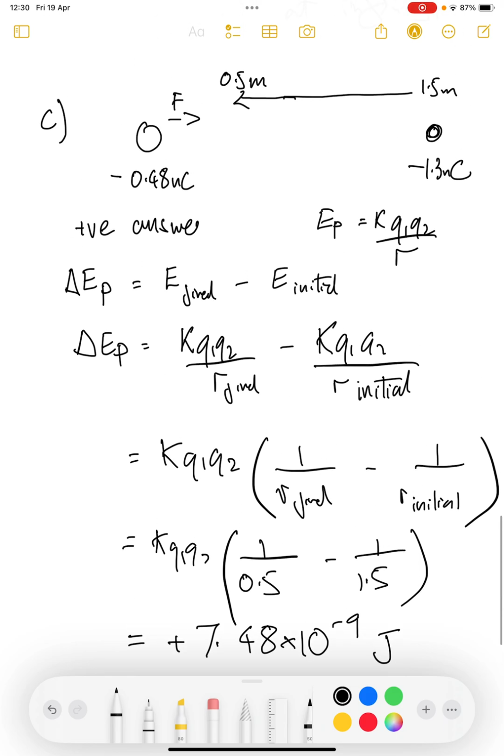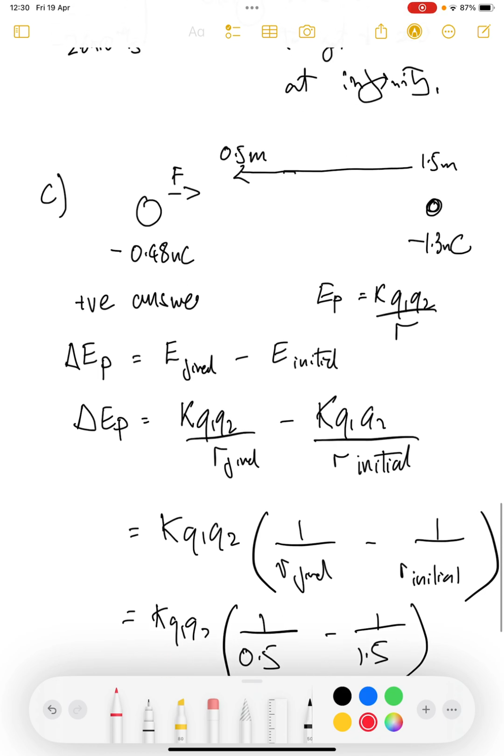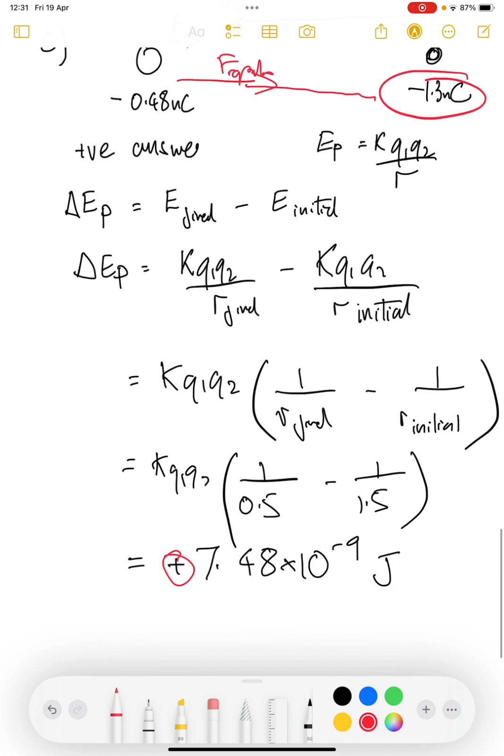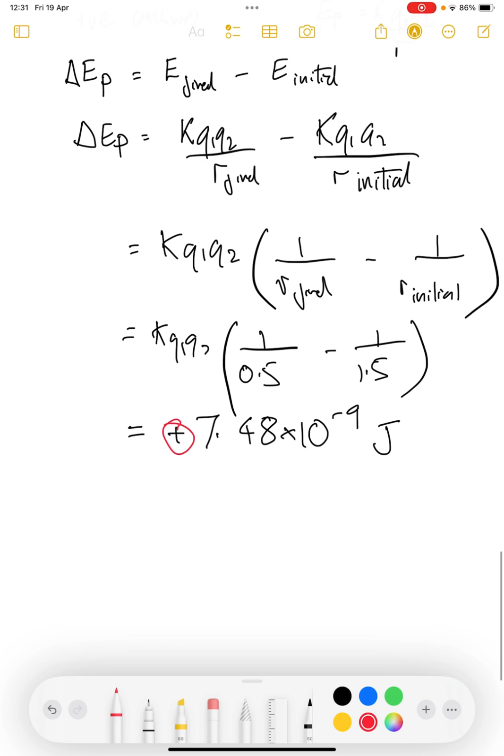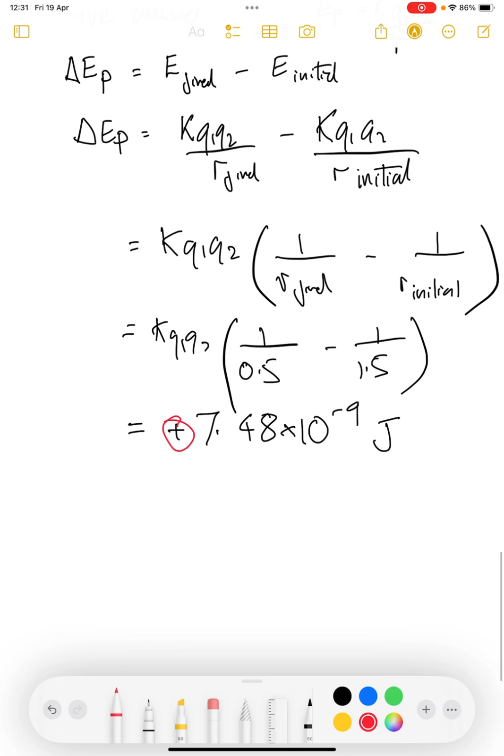And that's what we expected. The key thing here is that positive sign. Because here, I'm taking a negative charge. This is going to be repelling it. This is the force of repulsion. So I'm working to bring it closer. So I'm storing more energy in this system. Okay, so that gives me a plus 7.48 times 10 to the minus 9.